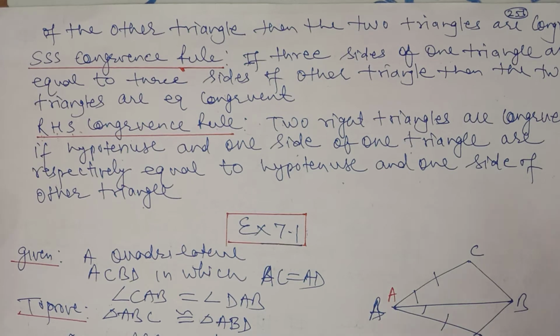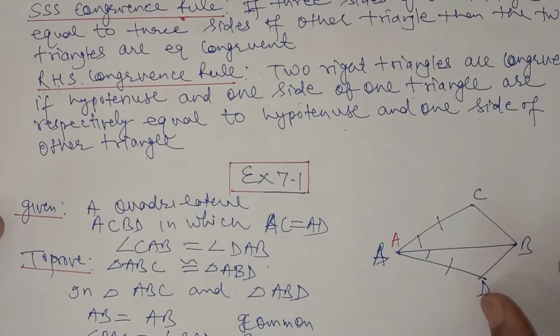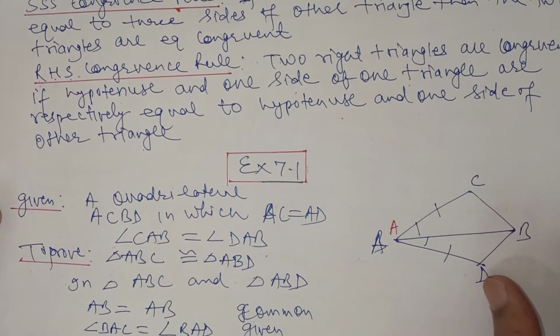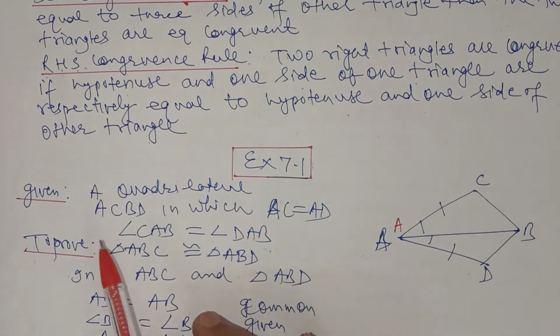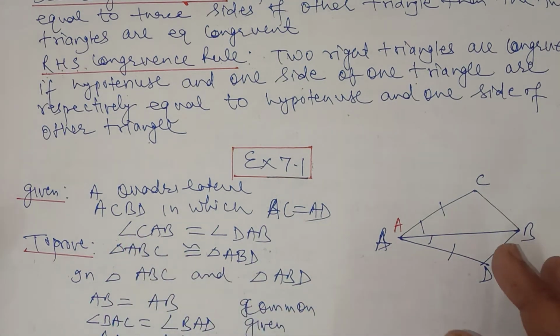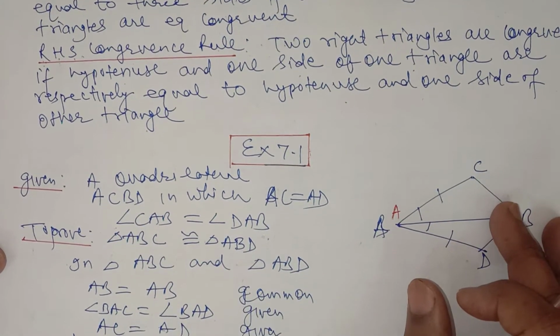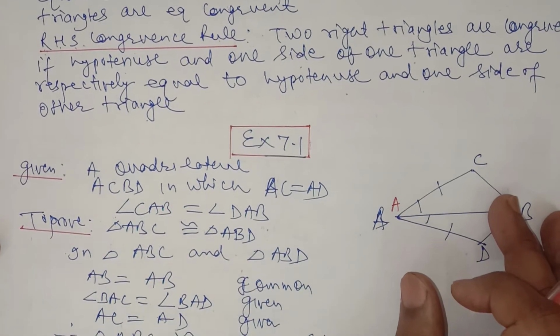Now we are starting with exercise 7.1, and this is based on the congruency of triangles. In exercise 7.1, read the question carefully. First of all, what is given in the question and what you have to prove, and you have to read it very carefully.